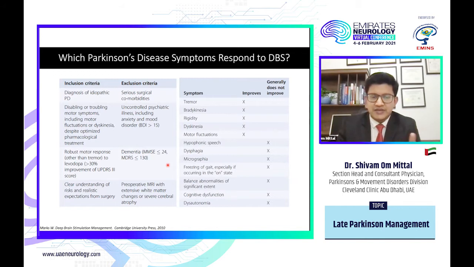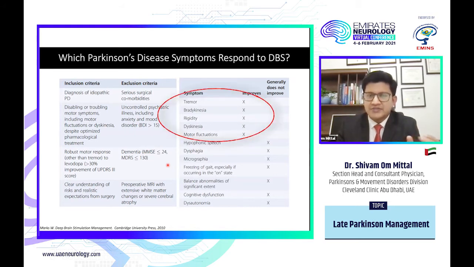So whenever we see a patient with Parkinson's and we think about DBS, the first thing is, is the patient really eligible for DBS? And if yes, then the patient needs a lot of further investigation, such as neuropsych testing, physical therapy evaluation, speech therapy evaluation, a lot of counseling before we really go for the DBS surgery, because it is a commitment. And the symptoms that improve with DBS, as we are aware, are the tremor, the bradykinesia, rigidity, dyskinesia, and the motor fluctuations.